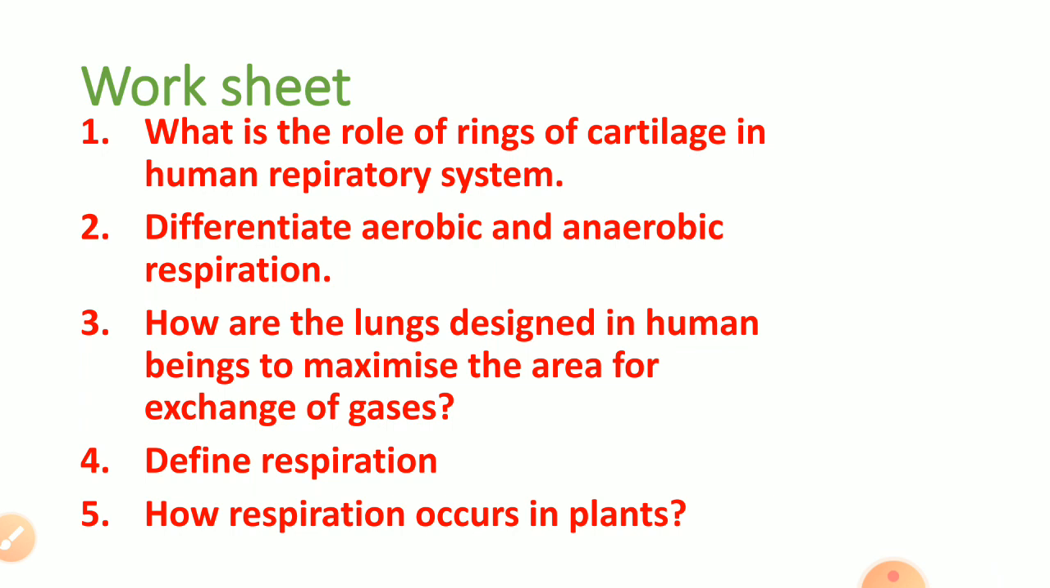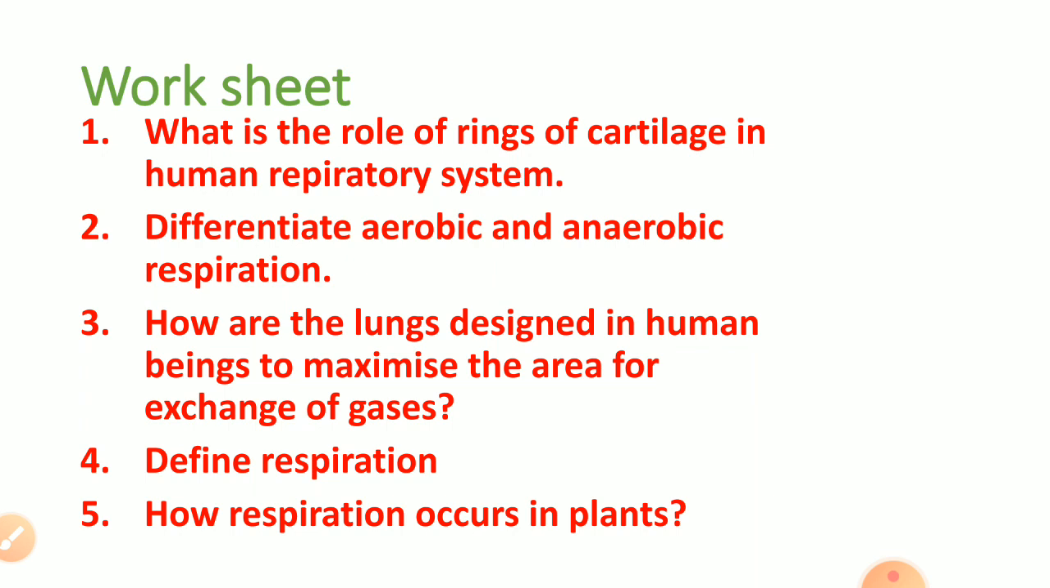Now a small recap of this lecture. What is the role of rings of cartilage in the human respiratory system? I had told you the role of cartilage: it protects and doesn't allow the windpipe to collapse. Now differentiate aerobic and anaerobic respiration. Aerobic occurs in the presence of oxygen, anaerobic in the absence of oxygen. In aerobic, complete oxidation takes place; in anaerobic, incomplete or partial oxidation takes place. In aerobic, more energy is released; in anaerobic, less energy is released.